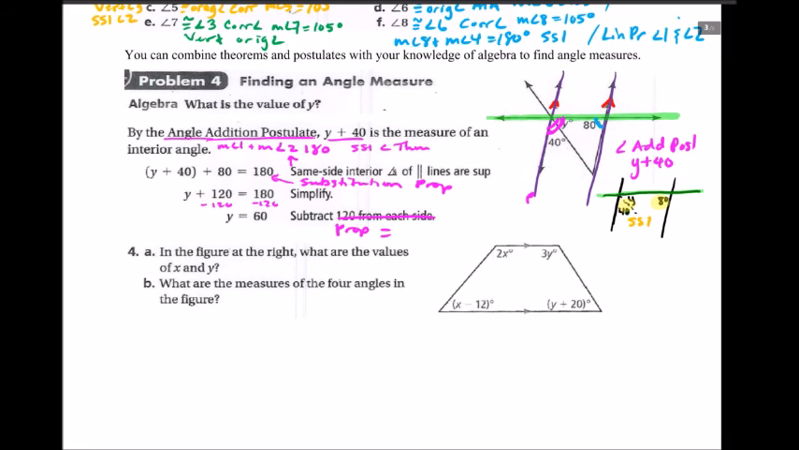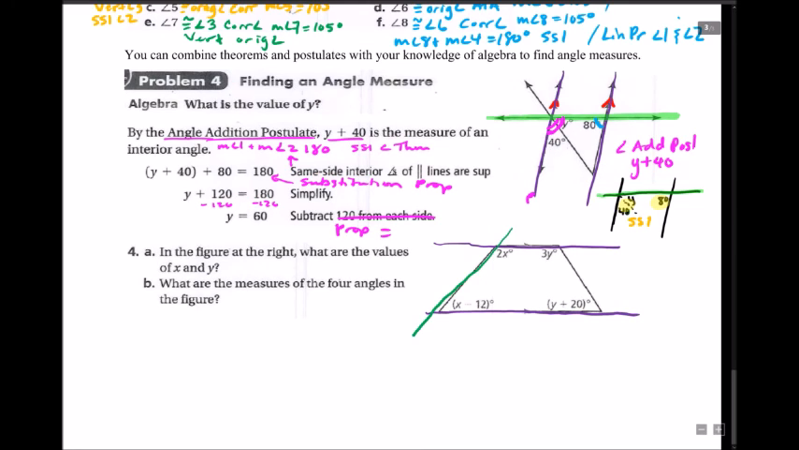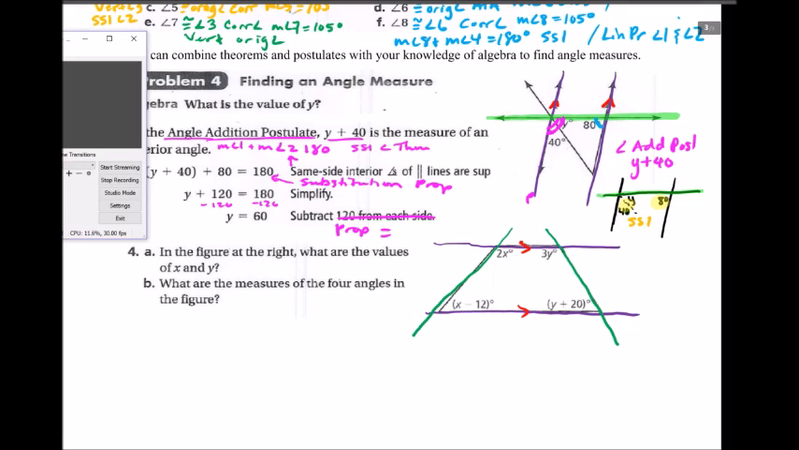Go ahead and pause the video, do the last problem here. I am going to give you a hint. You can extend your lines, all of them. And don't forget to mark parallel. And I would redraw, making things easier to see. I'll check back with you in a second.